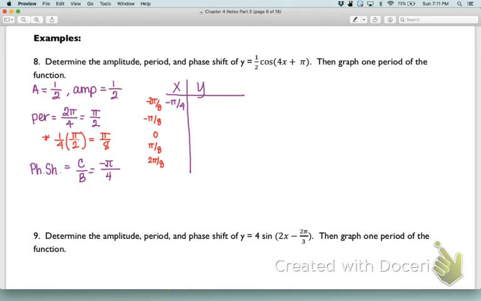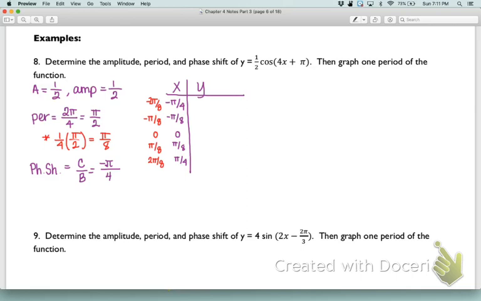Now, let's simplify down where we can. Negative pi eighths does not simplify, so we'll just bring that over. 0 does not simplify. Pi eighths does not simplify, but 2 pi eighths is pi fourths.